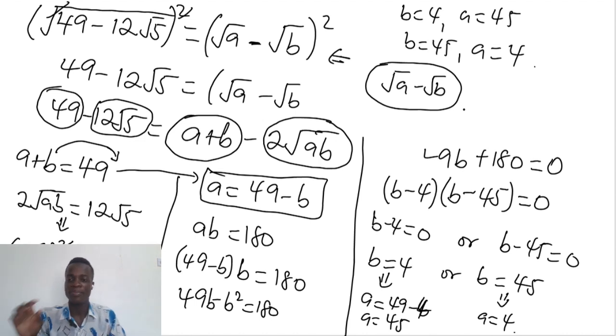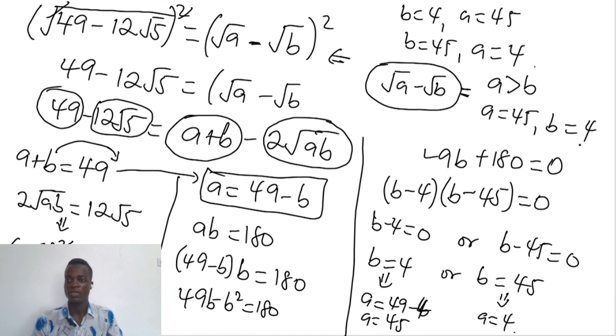So we are looking for the arrangement in such a way that the final answer should be positive, because you are looking for positive square root number. So a should be the bigger number. You need to make sure a is bigger than b, so that when we do the subtraction, we finally get a positive answer. So at the end of the day, a is equal to 45 and b is equal to 4. This is the answer that we need to supply as our final answer.